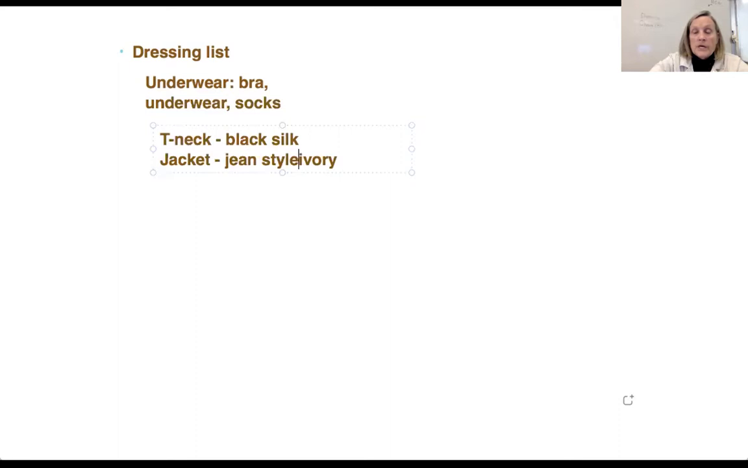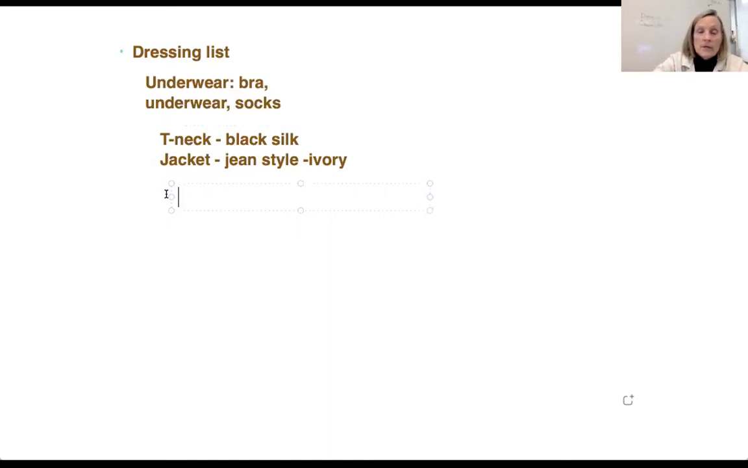So, based on your research, what you want your character to wear, you just put in these generic things. You want some kind of foundation garments. And sometimes I use the word foundation here. So you need some kind of foundation garments. So I'm dressed from there.